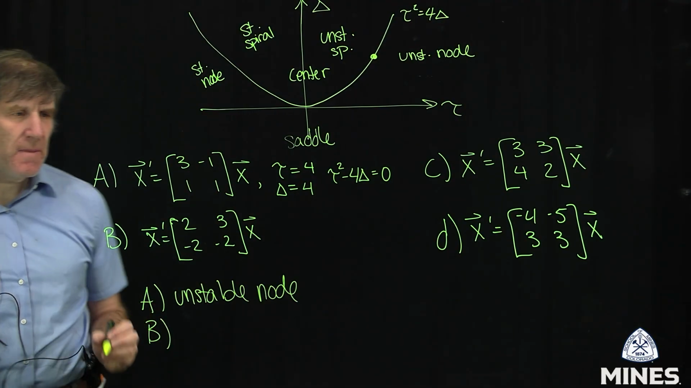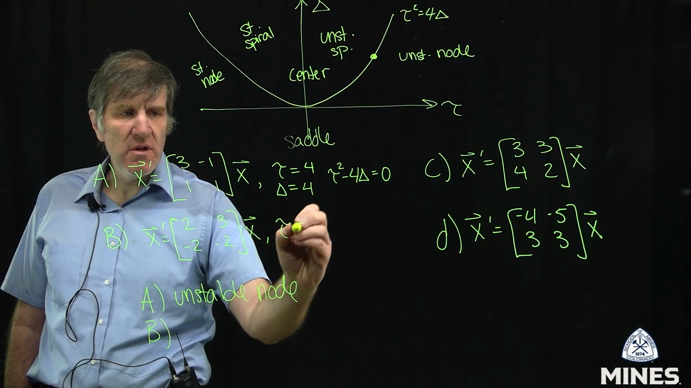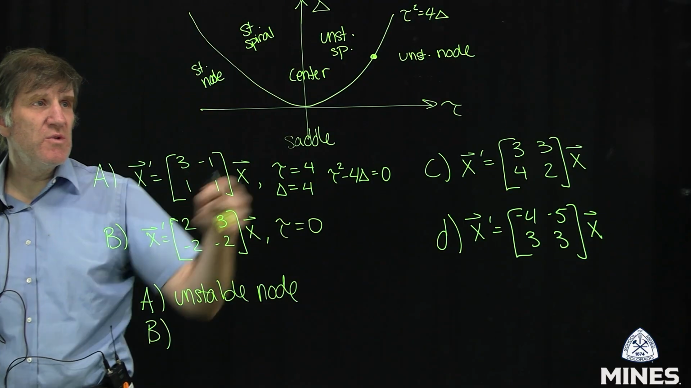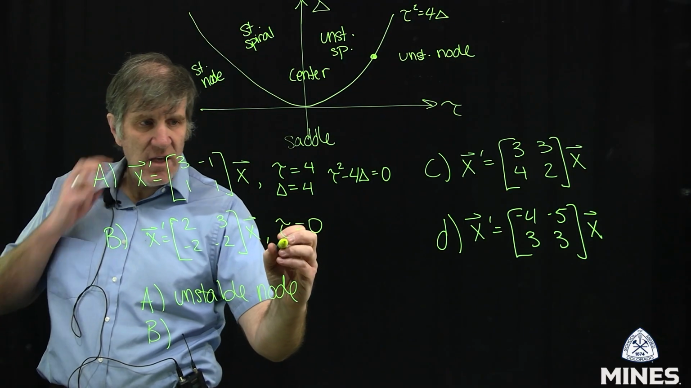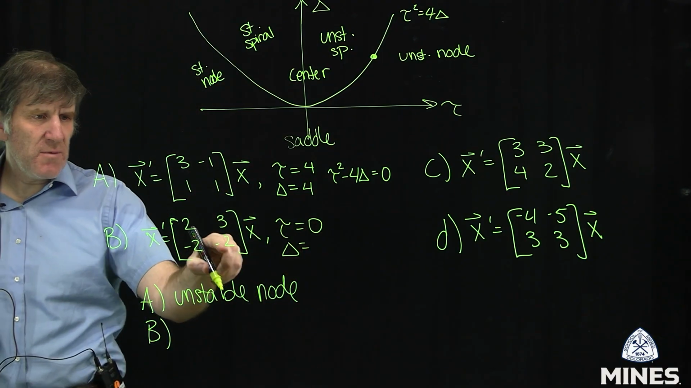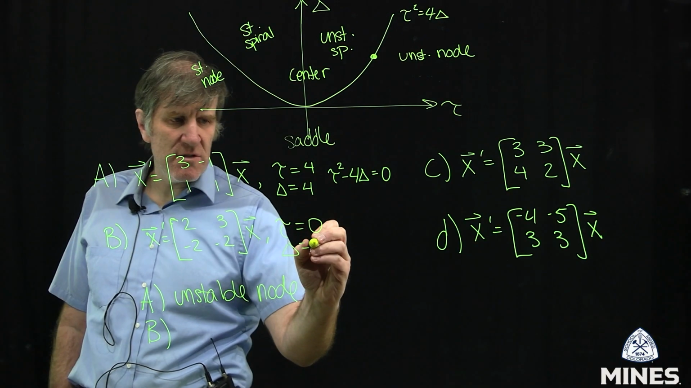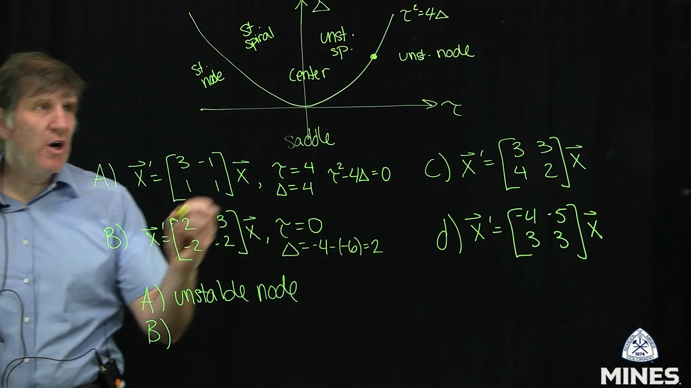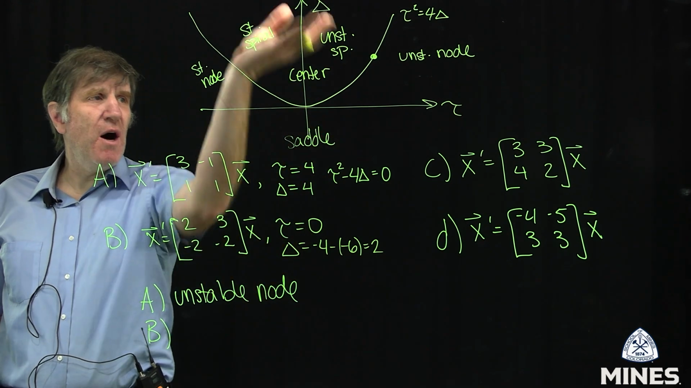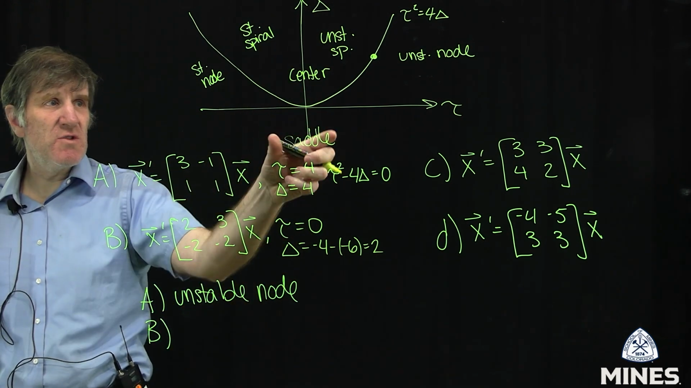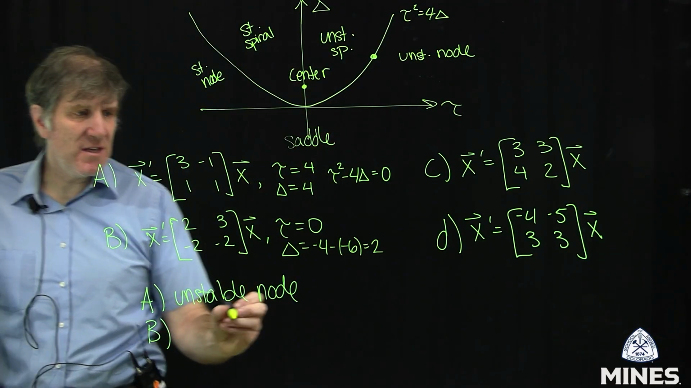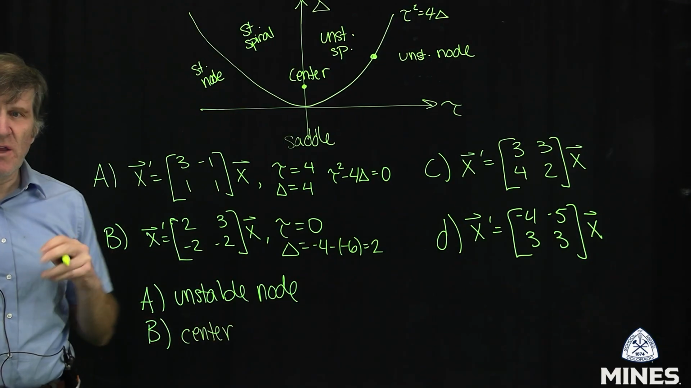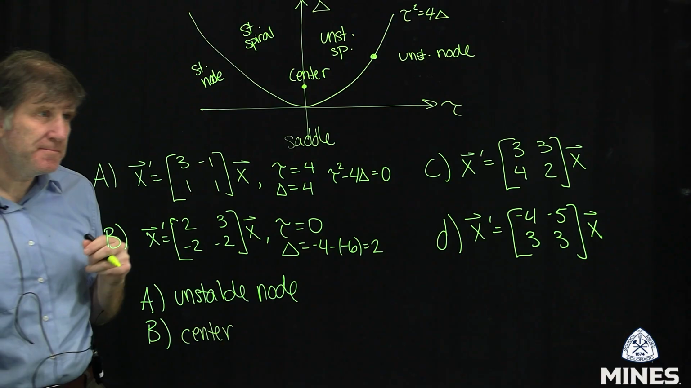Moving on to B, again, we just need tau. The sum of these two is 0. So tau is 0, that puts us on the tau equals 0 axis, the delta axis. And delta, the determinant, looks like minus 4 minus a negative 6, which is 2. So we are on this axis above the tau axis. Delta is positive, so it's not a saddle. We're somewhere in here. That makes it a center. And remember, a center is a stable equilibrium. Those are just pure oscillations in x and y.